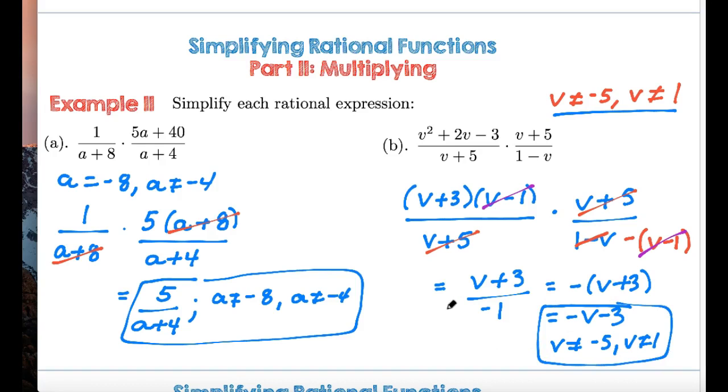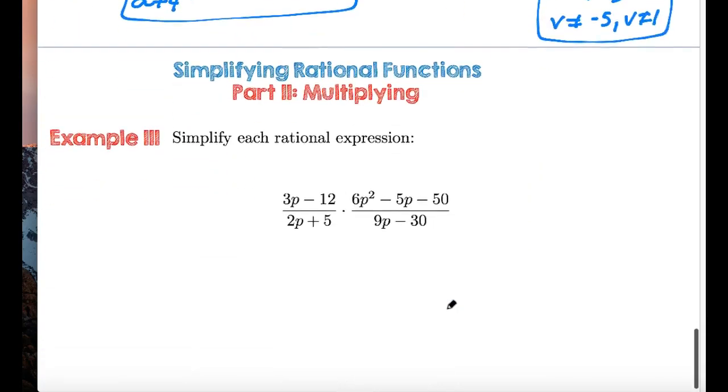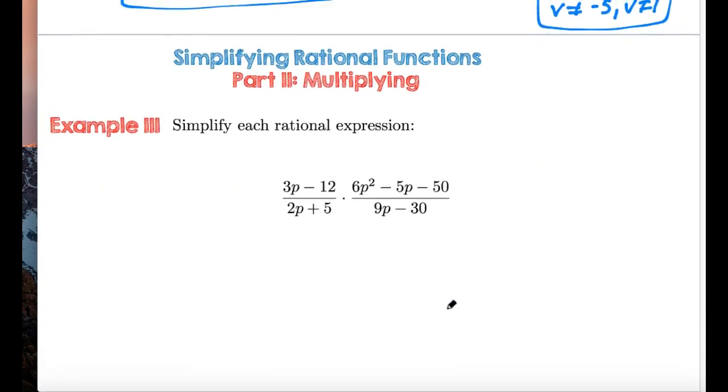All right, so let's look at our third and final example. So we have a pretty big polynomial here. 3p minus 12 over 2p plus 5, the polynomial I mean right here. That's going to be multiplied to 6p squared minus 5p minus 50.